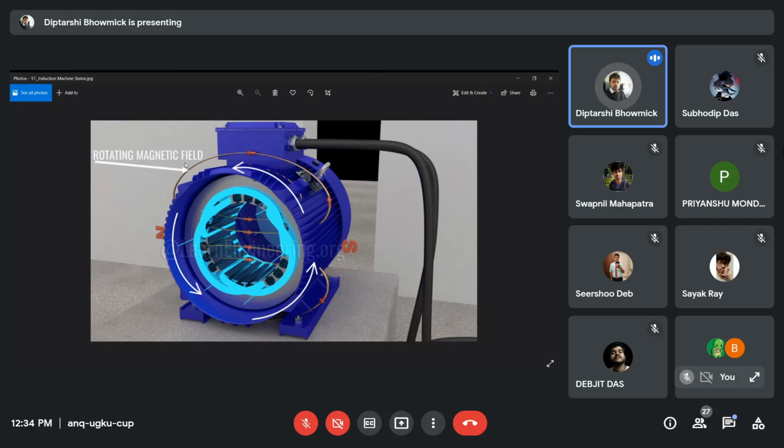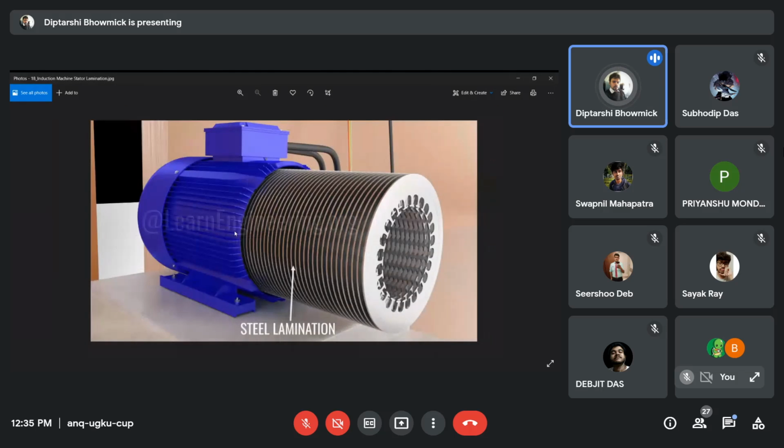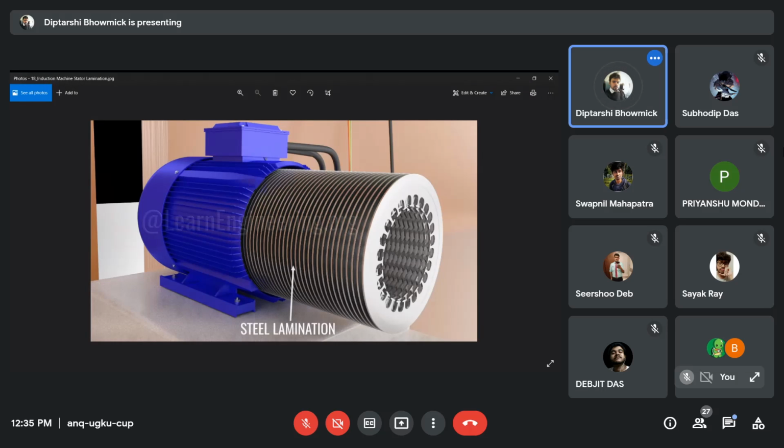Okay. So you have to make a diagram of the stator winding from this. You can take the idea from here, or this picture, or anything from the internet. Detailed view of stator. Okay, let me take you through this.